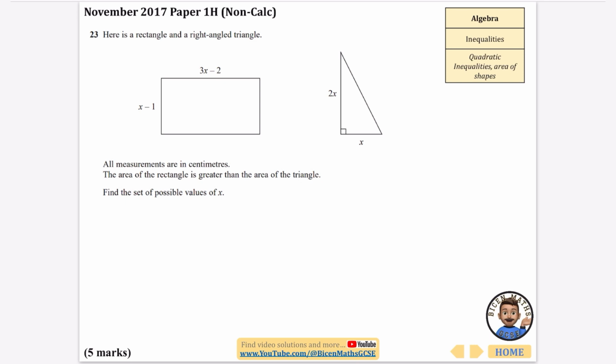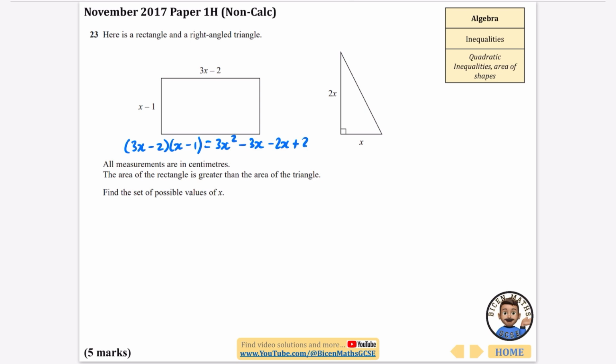Okay, so we know that the area of this rectangle is going to be 3x minus 2 multiplied by x minus 1. So I'll do the 3x times x, that's 3x squared. And then I'm going to have the 3x times minus 1, that's minus 3x. The minus 2 times x, which is minus 2x. And the minus 2 times minus 1, which is plus 2.